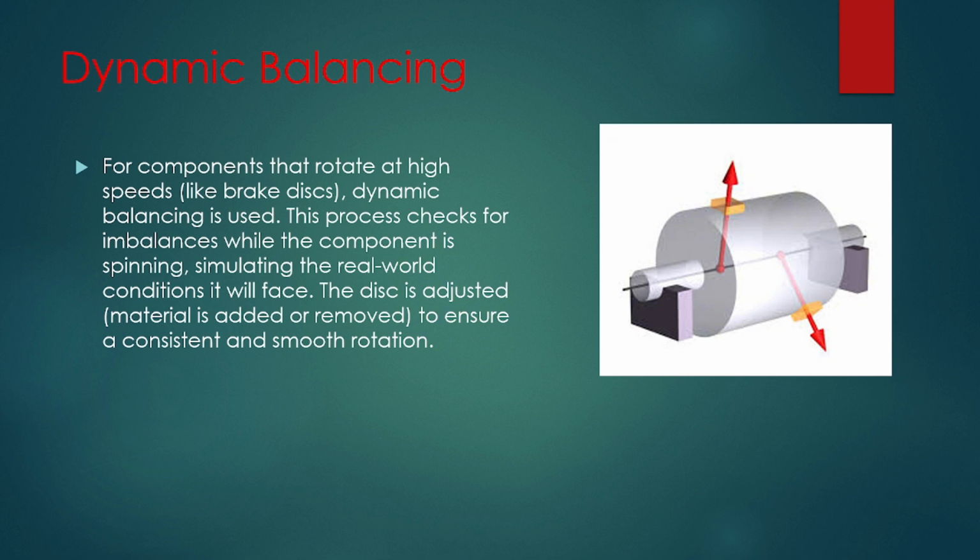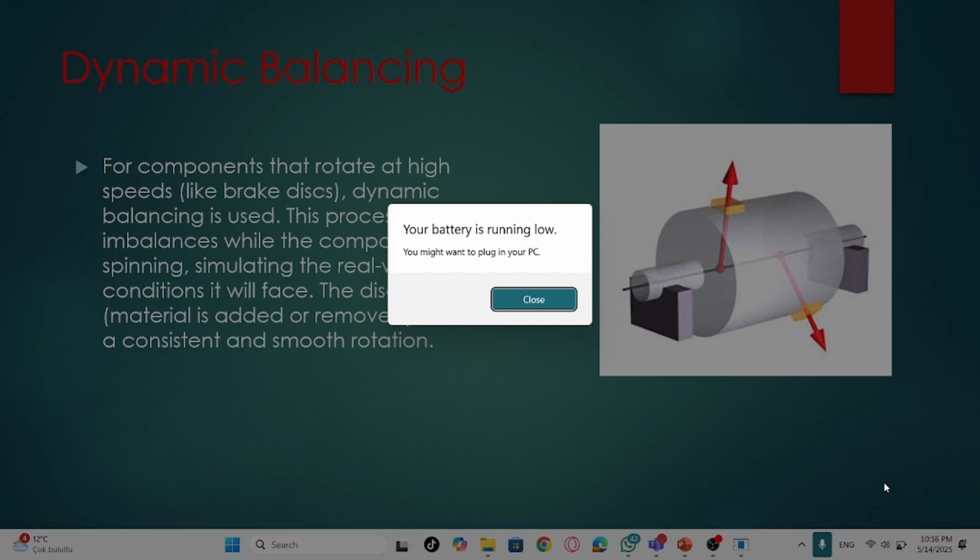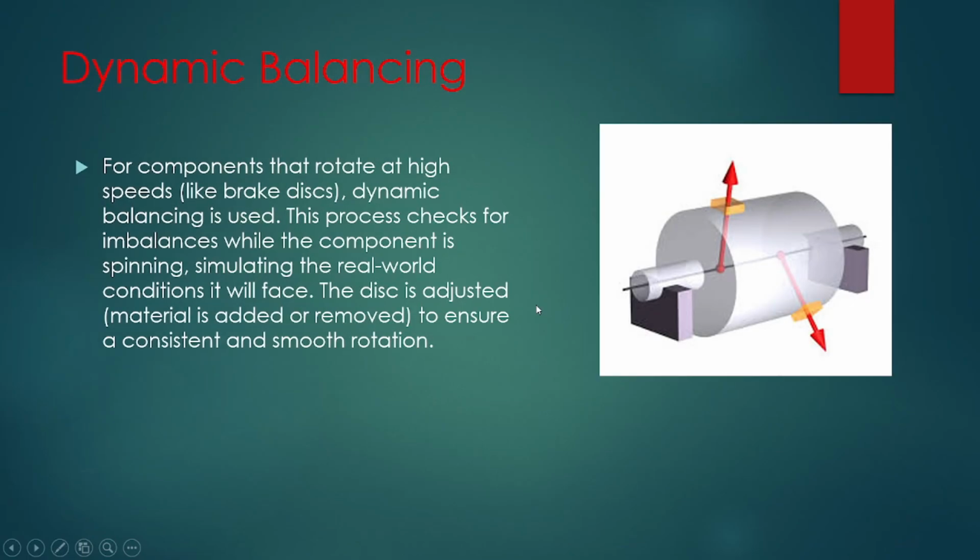Dynamic balancing. For components that rotate at high speed, like brake discs, dynamic balancing is used. This process checks for imbalances while the component is spinning, simulating the real-world conditions it will face. The disc is adjusted to ensure a consistent and smooth rotation.